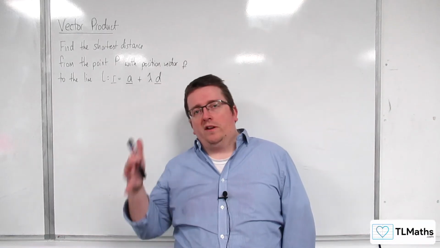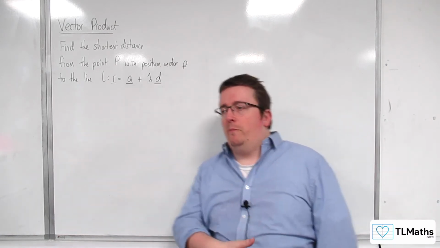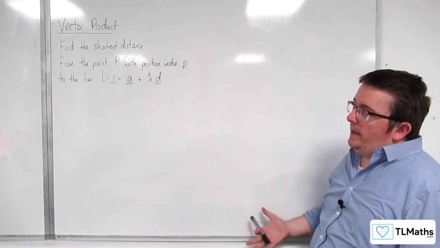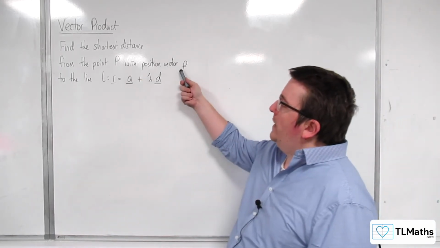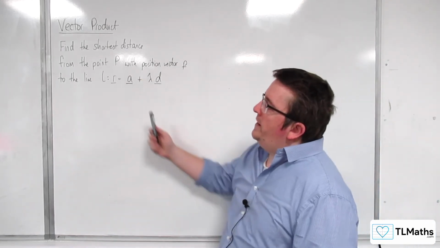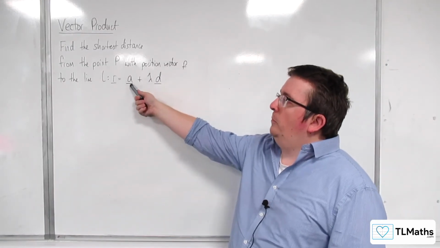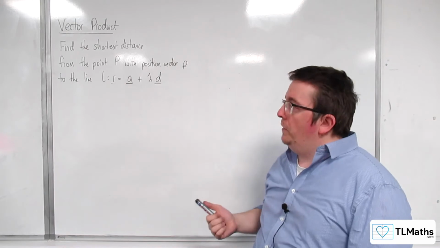In this video, we are going to generalize the result from the previous video. So find the shortest distance from the point P, so capital P, with position vector lowercase p, to the line L, where r is equal to a plus lambda d. So a is the position vector, d is the direction vector of the line.